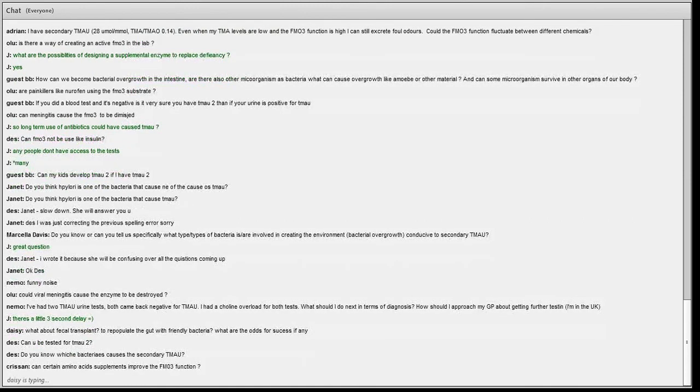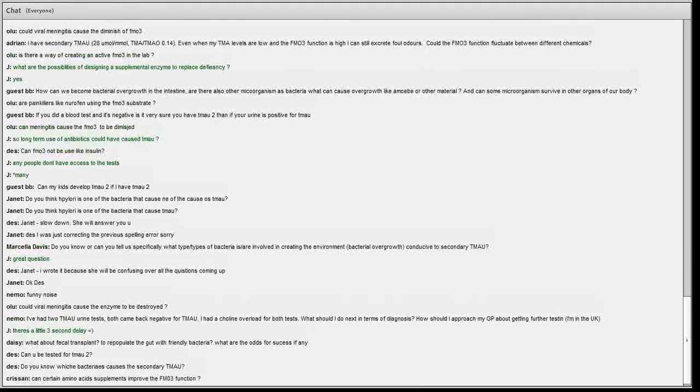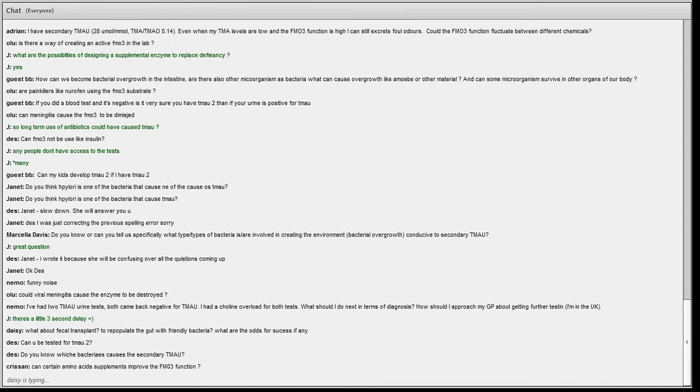Okay. Next is from Olu. Could viral meningitis cause the enzyme to be destroyed? Well, meningitis affects the brain. We do have evidence that there's FMO3 in the brain, but I don't know why it would cause it to be destroyed. I have no evidence for it, and I don't know of any evidence for that.